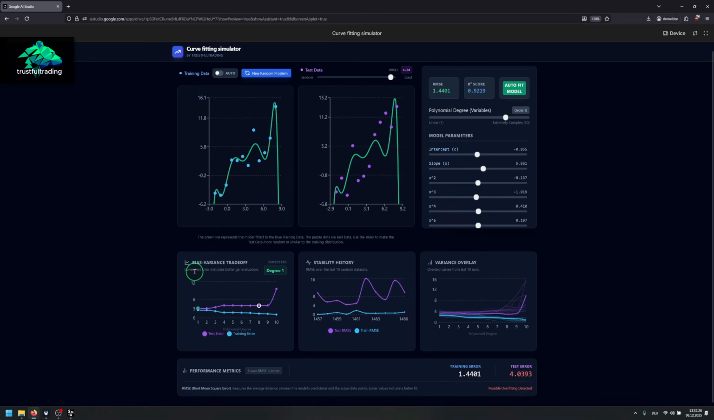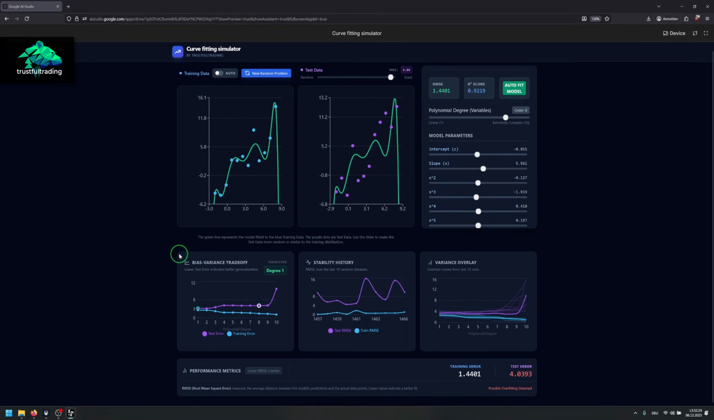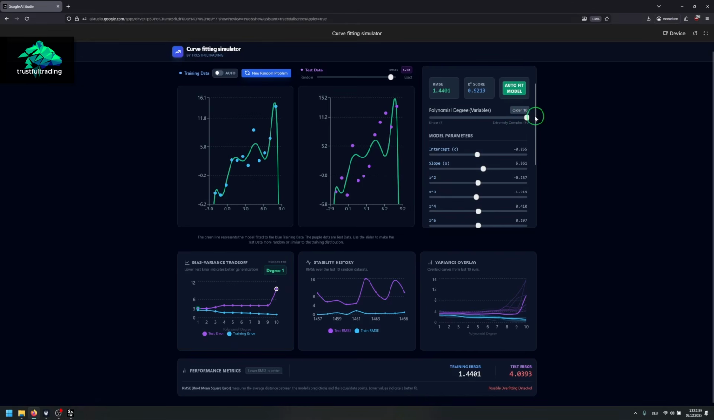Now here in the bottom left corner, we can just see all the variants of the different model sizes. So right now we have 8 parameters, but we see at the same time what the error would be for a model with 10 parameters, for example here. If I increase this now to 10 here, auto fit the model, we can see it's 9.5. So this is the test error number. This is how good our model predicts the future, basically.